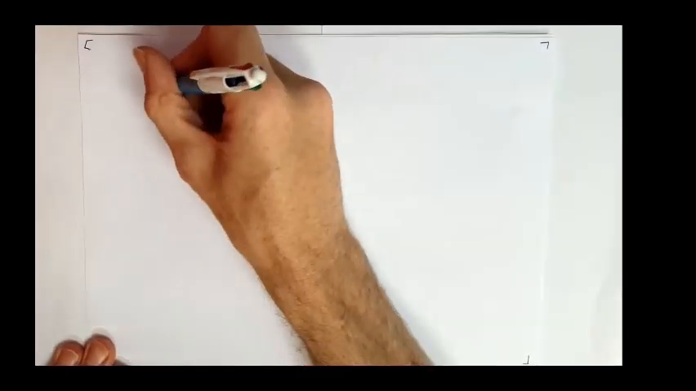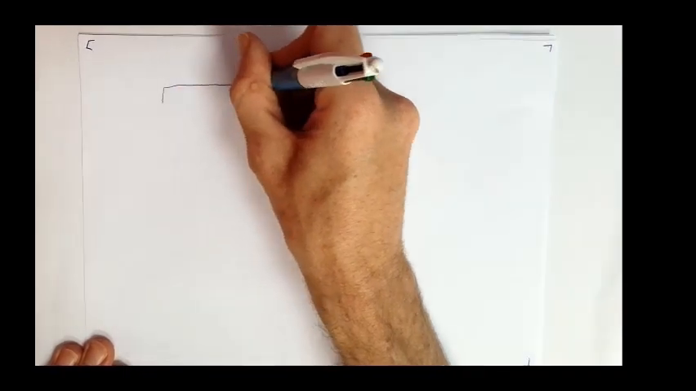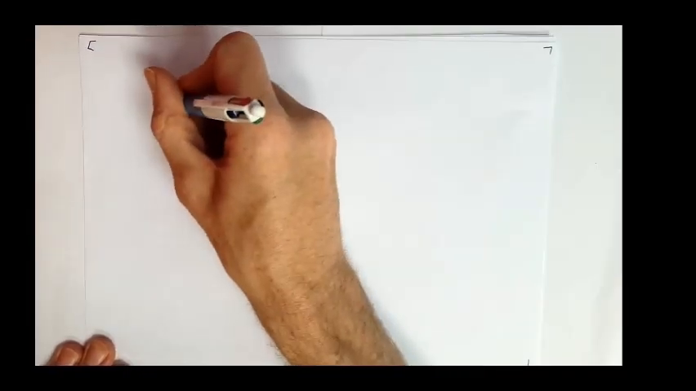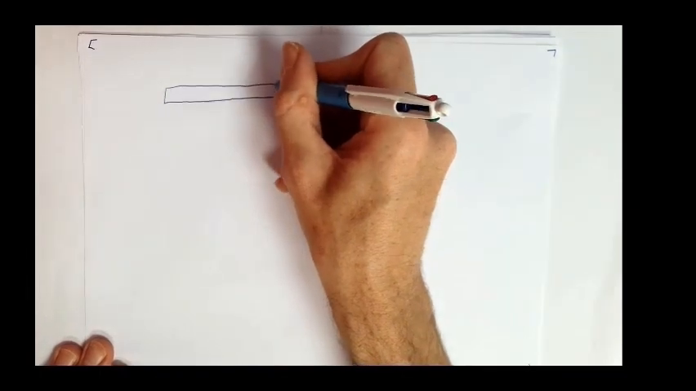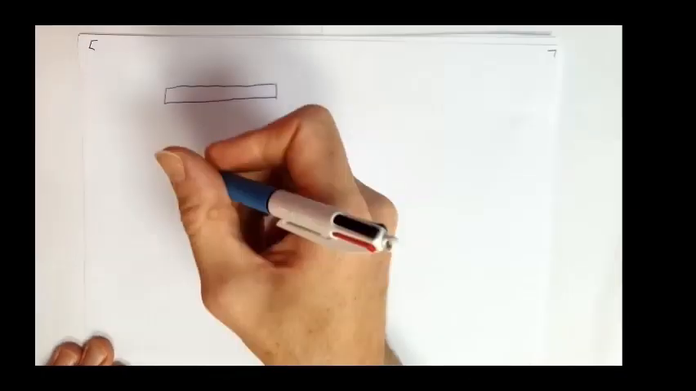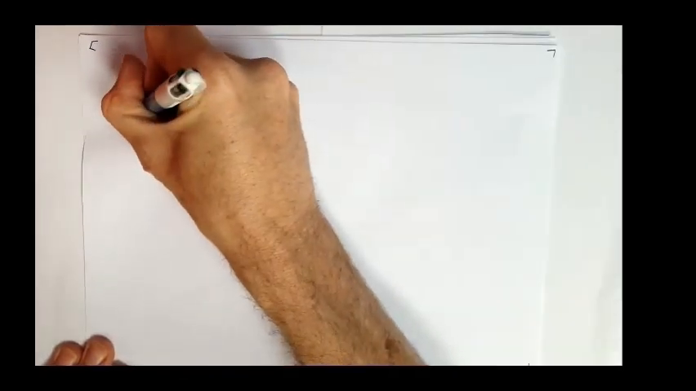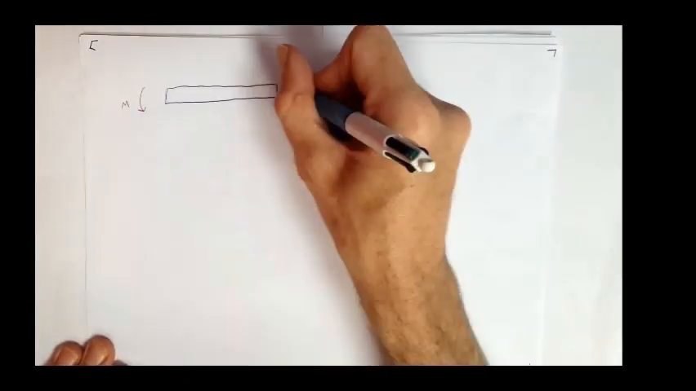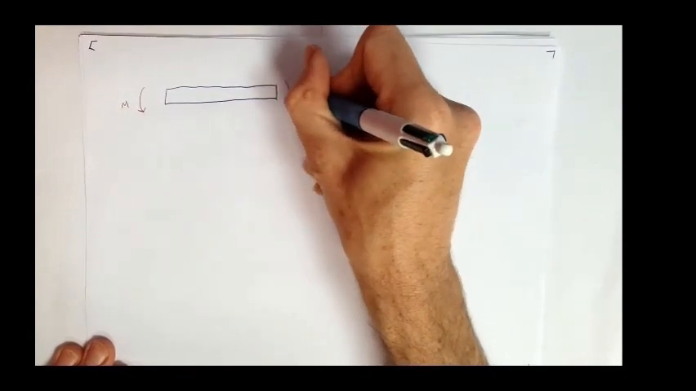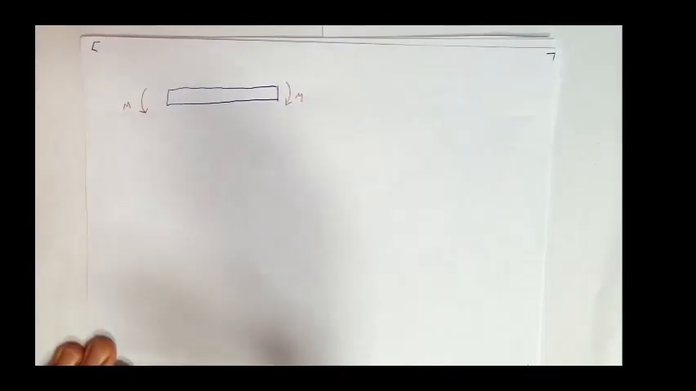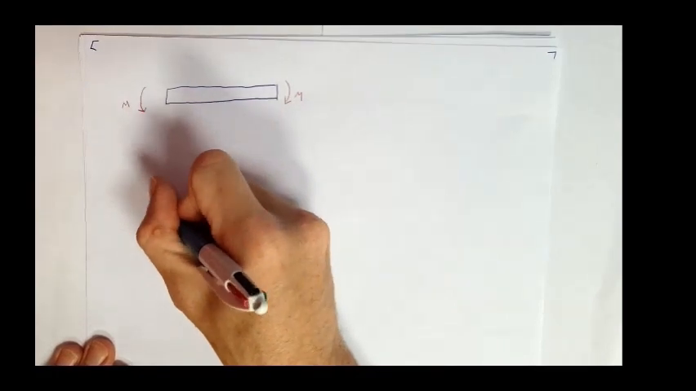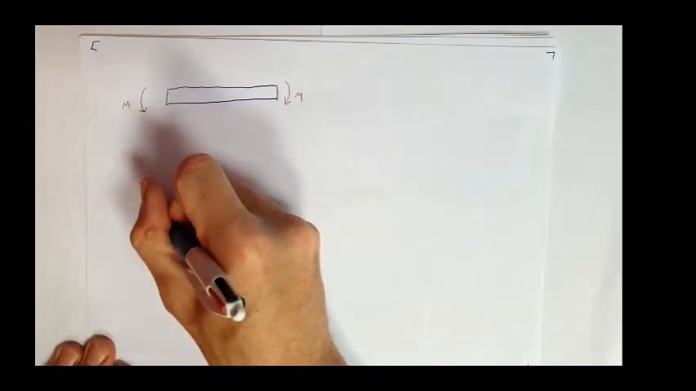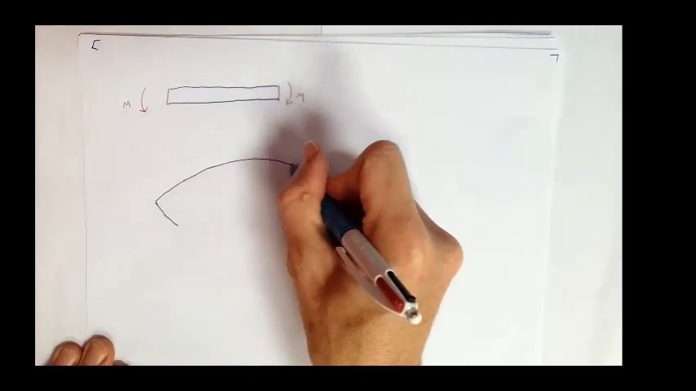Okay, so let's think about simple theory of elastic bending. Let's consider a beam which in its undeformed state sits in this position. We then apply some moment, M, to our beam such that its deformed shape is going to look something like this.